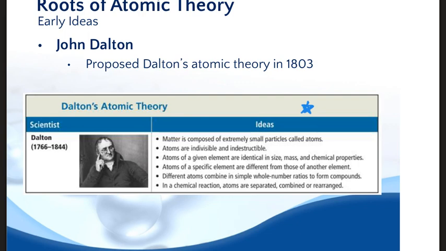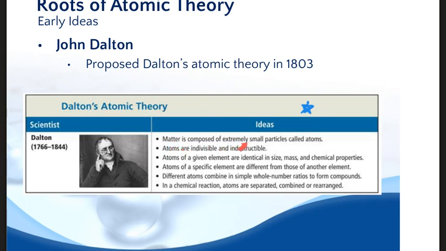So what are they? He says that matter is composed of extremely small particles called atoms. Atoms are indivisible and indestructible. Atoms of a given element are identical in size, mass, and chemical properties. Atoms of a specific element are different from those of another element. Different atoms combine in simple whole number ratios to form compounds. In a chemical reaction, atoms are separated, combined, or rearranged. Okay, so these are the 6 points that he's going to write down. We'll go through them here piece by piece.